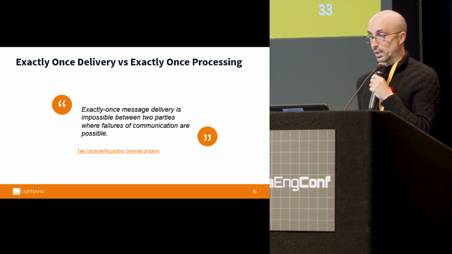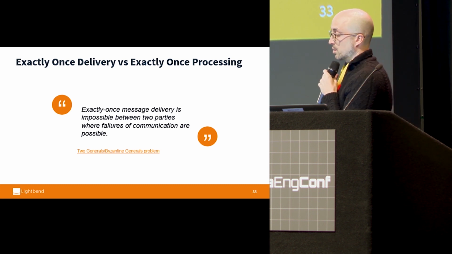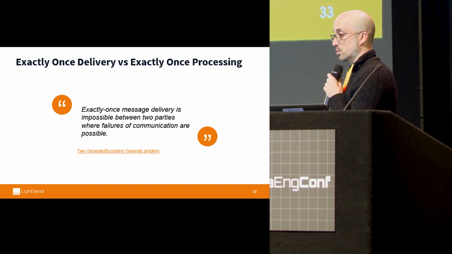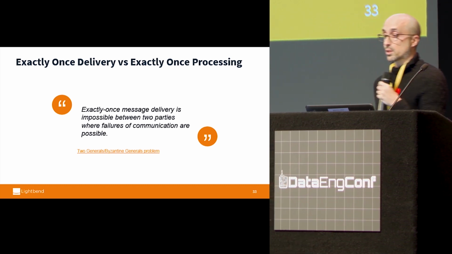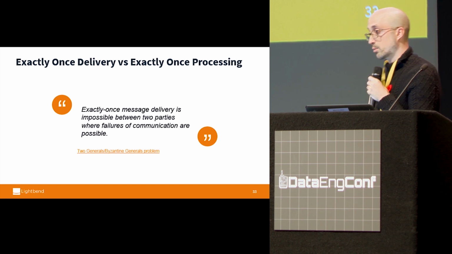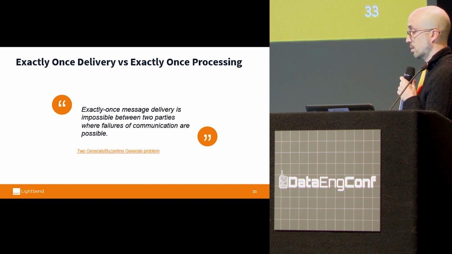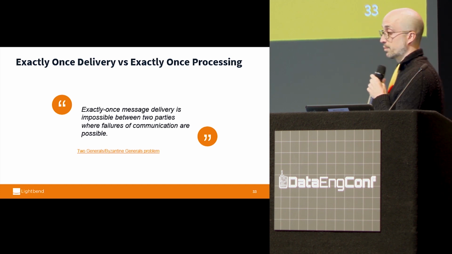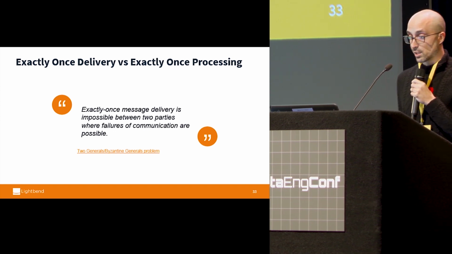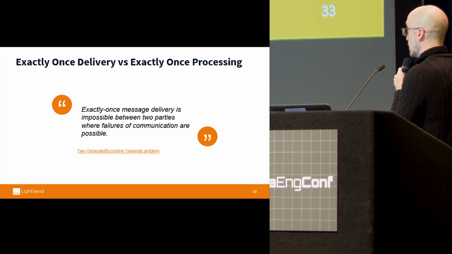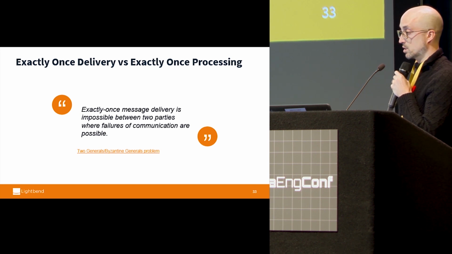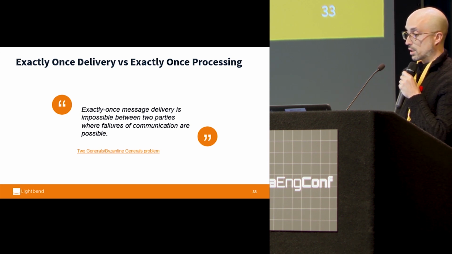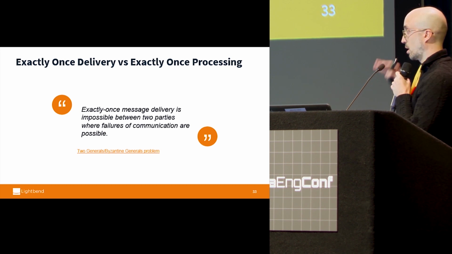So let me explain that a little more. There's a famous problem known as the two generals / Byzantine generals problem that says exactly once message delivery is impossible between two parties where failures of communication are possible. So that seems fairly definitive, but what we're actually doing with Kafka isn't violating this rule, because we're doing some other things at a higher level.